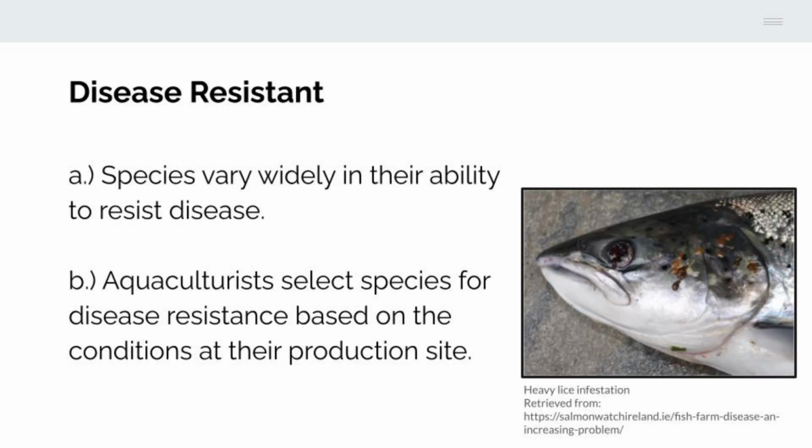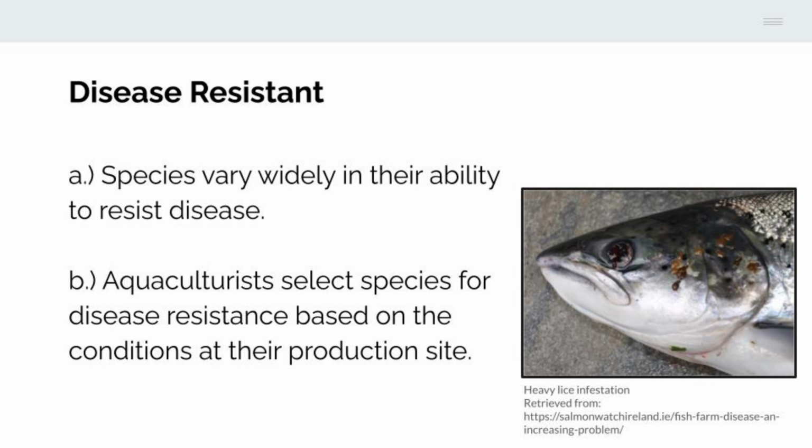Disease resistance is a critical factor in aquaculture as diseases can lead to high mortality rates and significant economic losses. Selecting species with strong natural immunity can improve production success. Species vary widely in their ability to resist disease. Some species are naturally more resilient to pathogens, while others require intensive health management to prevent infections.